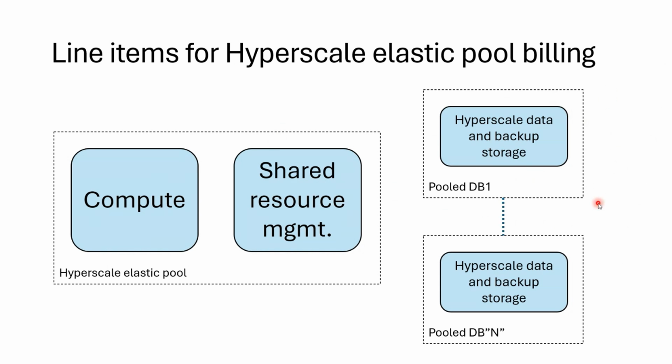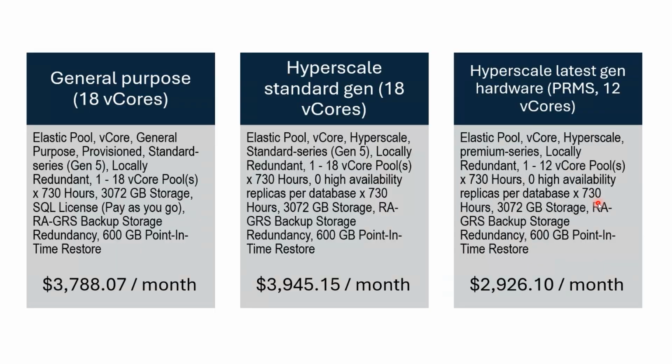And I just wanted to compare and contrast. This is by using just publicly published prices. And this is an estimate. I took an estimate of a general purpose elastic pool with 18 vCores allocated to it, compared it with the cost of an 18 vCore hyperscale elastic pool provisioned with the so-called standard series hardware. This is our so-called Gen 5, or the standard series hardware that we have available. And then to top it off, I looked at the premium series hardware. This is the latest generation hardware that we have.